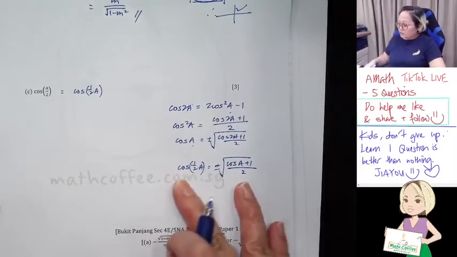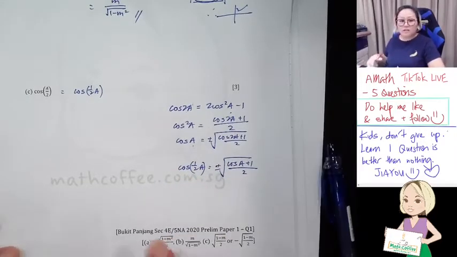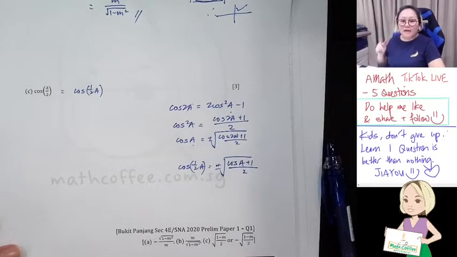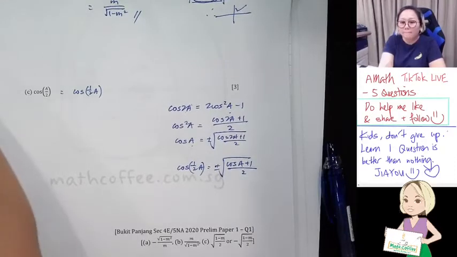Okay, so kids, this one is finding cosine half A. I'm going to tell you the other formula to find sine half A. Take note, for sine half A, you cannot use the double angle formula for sine 2A.